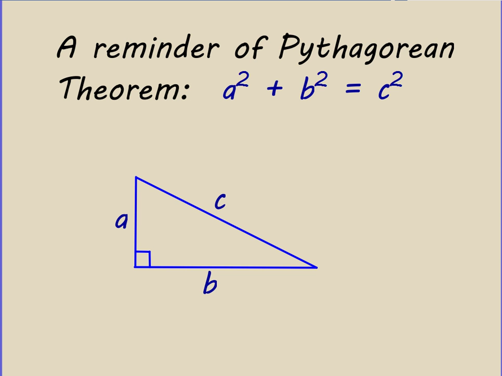Just a quick reminder of what Pythagorean theorem is. Of course, it's involving right triangles. We have legs A and B and a hypotenuse C. And they always relate to each other using a squared plus b squared equals c squared. Make sure that you've done the Pythagorean theorem assignment before you try this one.